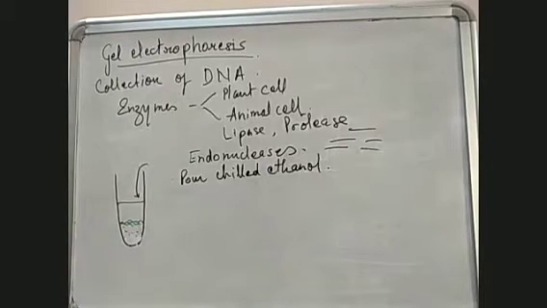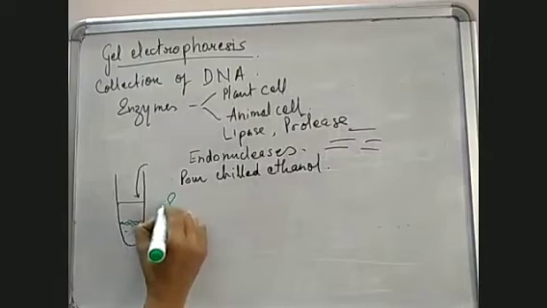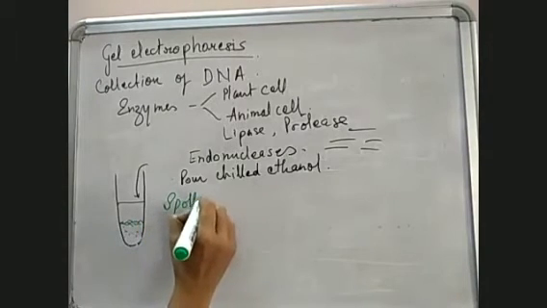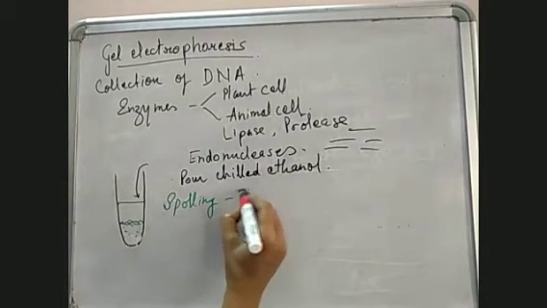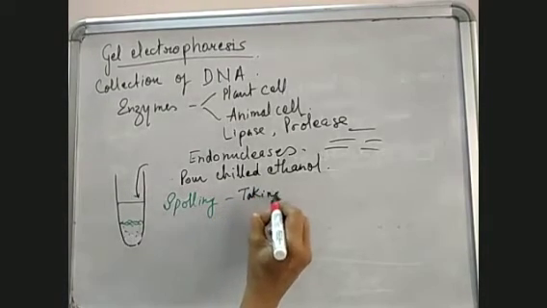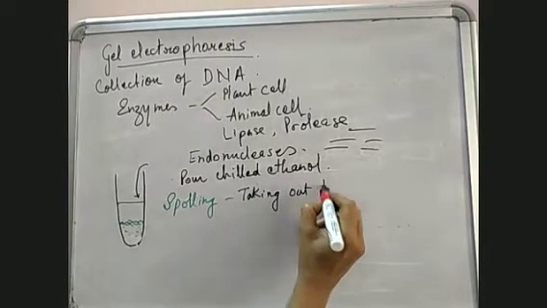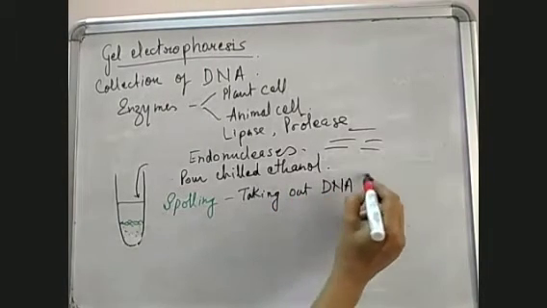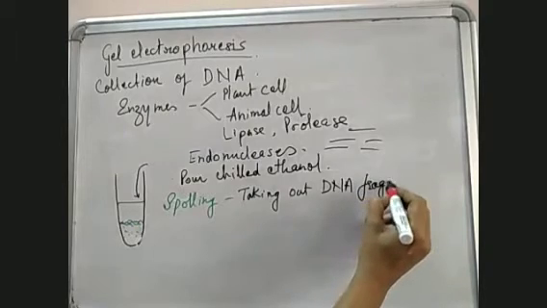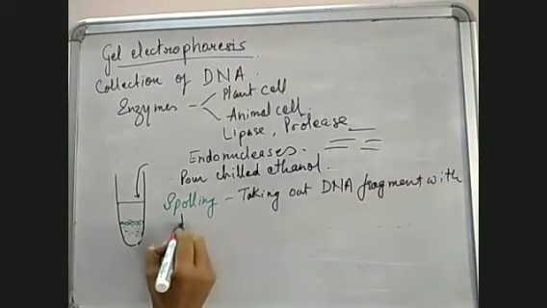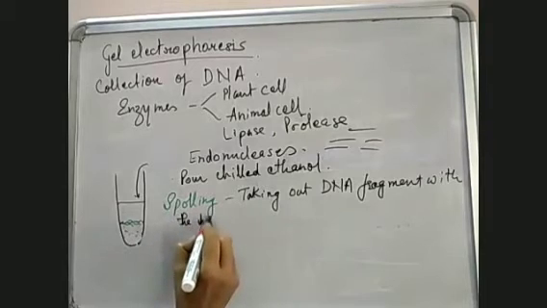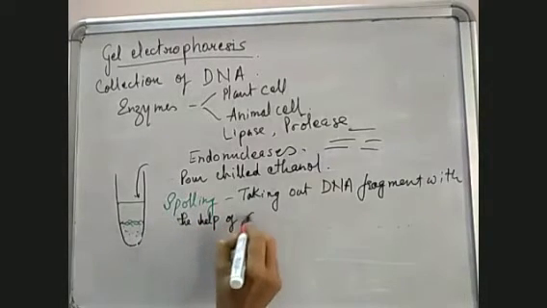So from here, we spool out the DNA. That process is known as spooling. Spooling means we take out the DNA fragments with the help of a glass rod.